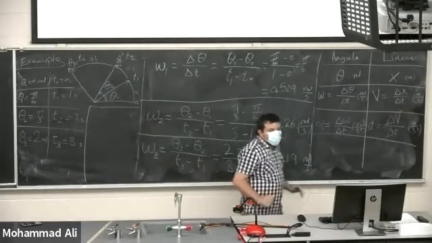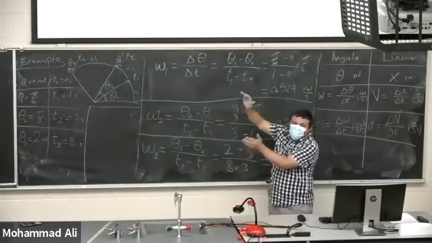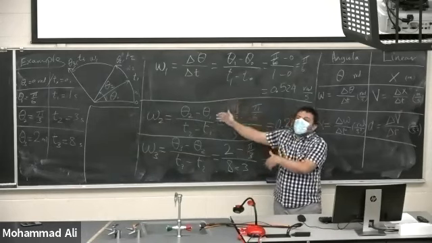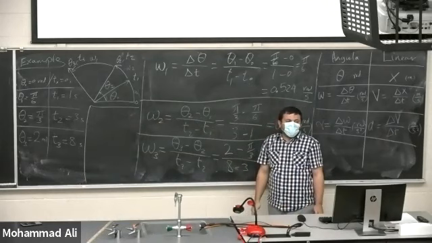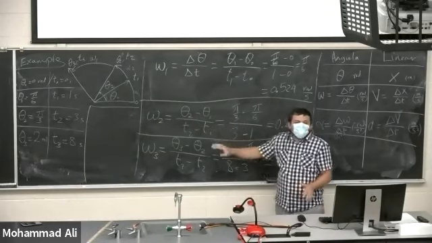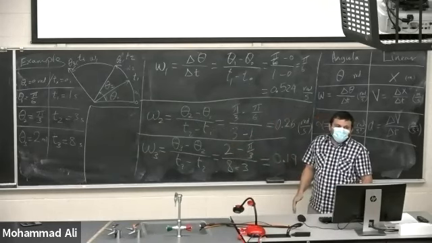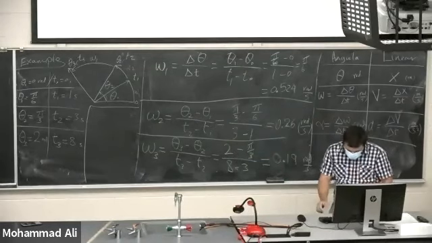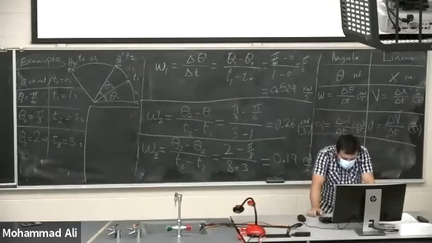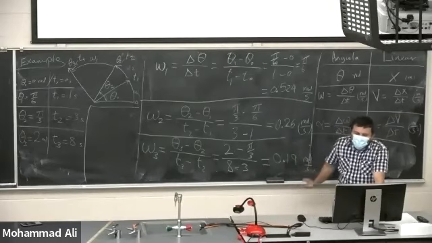We can use the equations of motion, V2 equal to V1 plus AT, V2 squared is equal to V1 squared plus 2AX, and so on. We can use them in the angular motion, and we will apply them. Any question about the example?